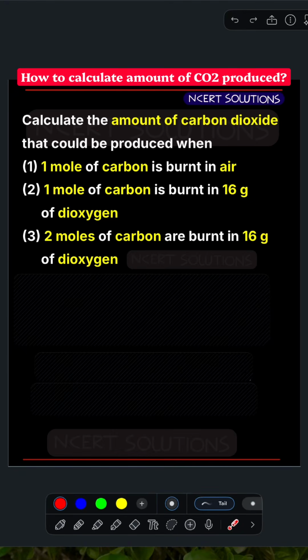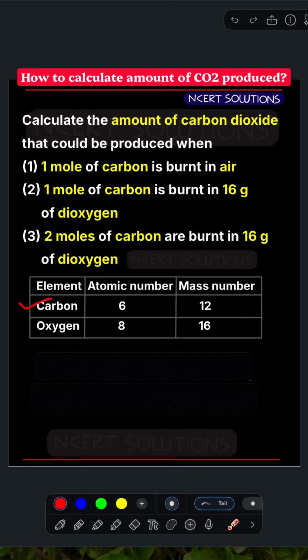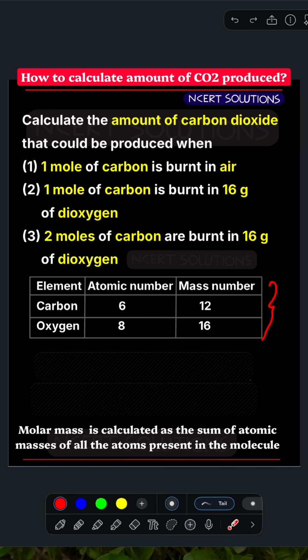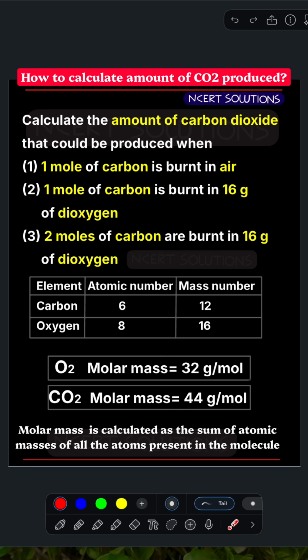In the given question, we have to calculate the amount of carbon dioxide that could be produced when three conditions are given, and we have to calculate the amount of carbon dioxide produced in each case. Before doing any calculation, we should know the atomic numbers and the mass numbers of the elements we are going to use, and with the help of these we can calculate the molar masses of the molecules, that is carbon dioxide and oxygen.